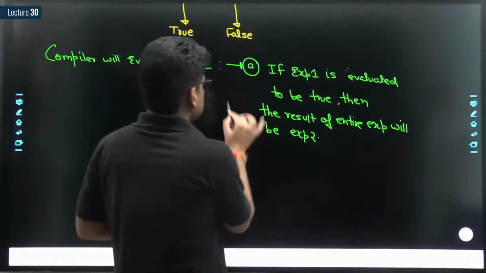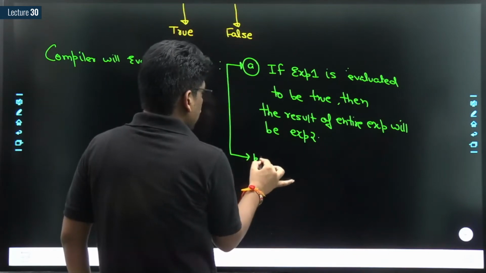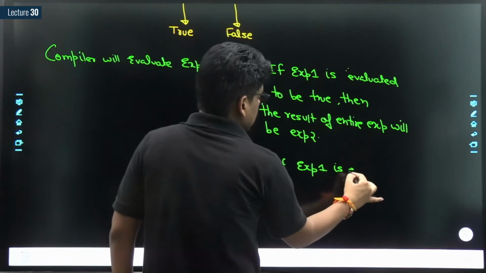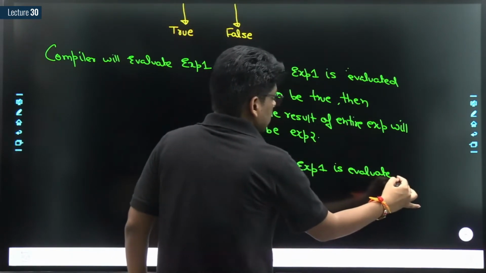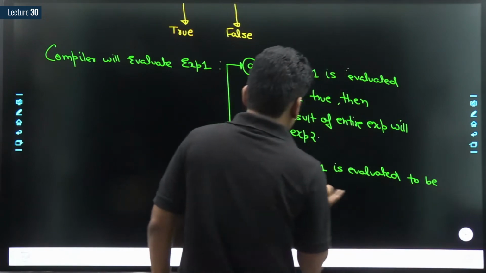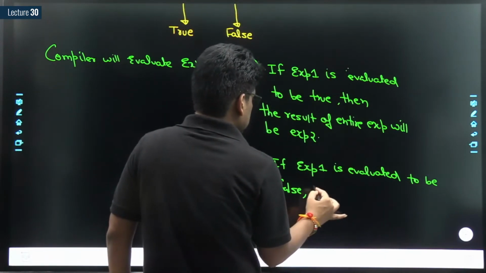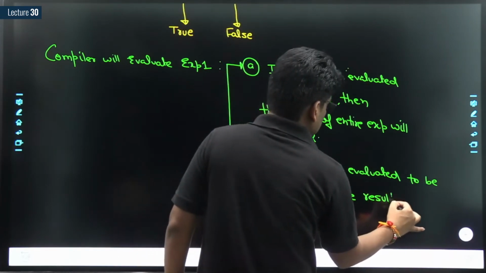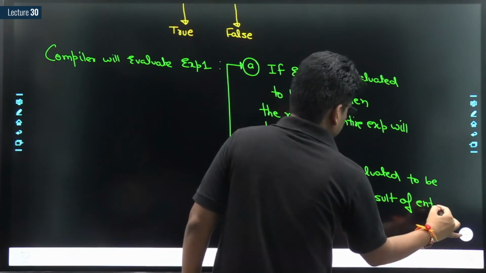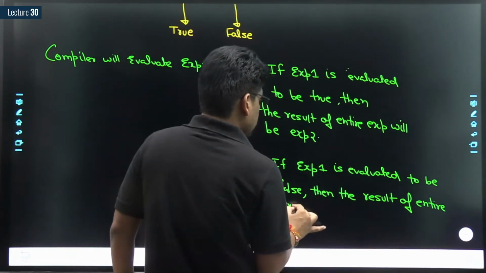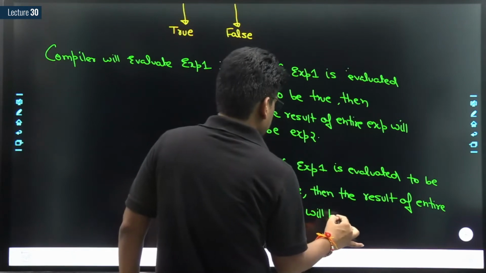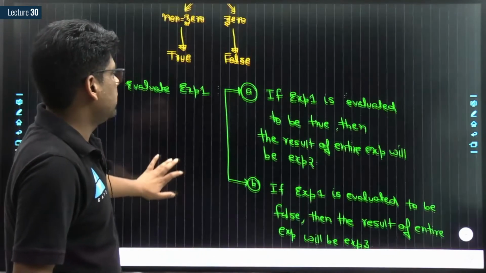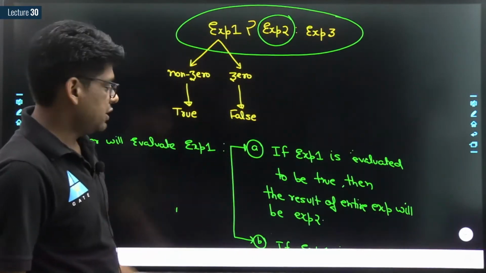But what if it is false? Sir, if expression 1 is evaluated to be false, then the result of the entire expression will be expression 3. Try to understand. Sir, this is the story behind it.